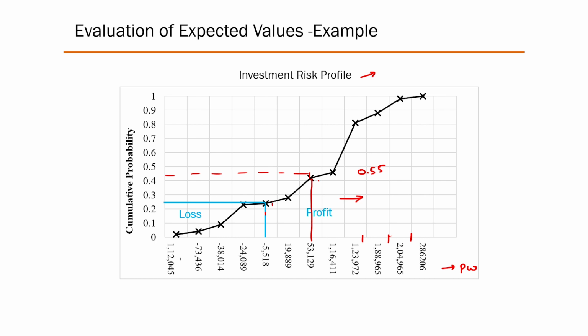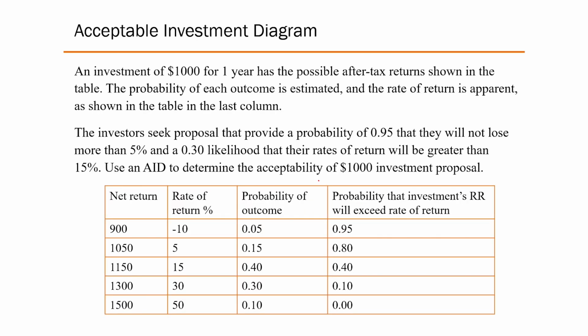But you could have a more complex desire from an investment. The probability of it getting zero money or less than zero should not be lower than this or higher than this, and the risk should not be too high and things like that. So you can have multiple criteria combined into a single statement, and that is something called an acceptable investment diagram.